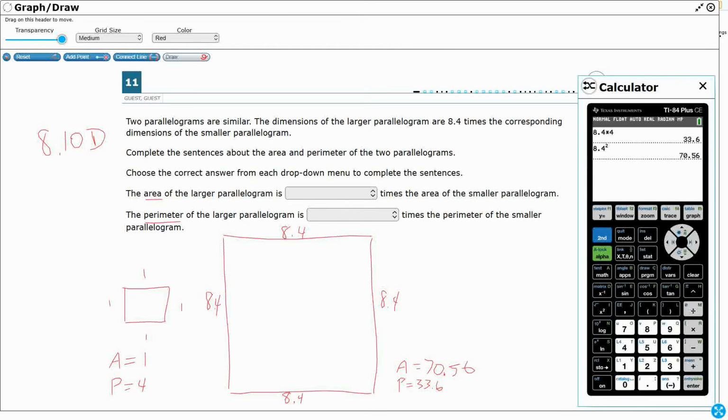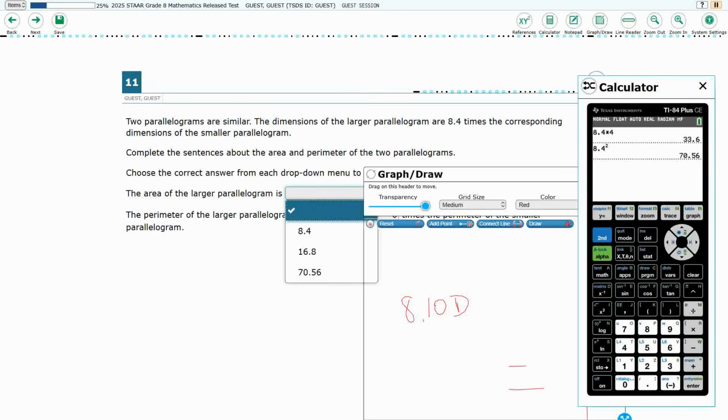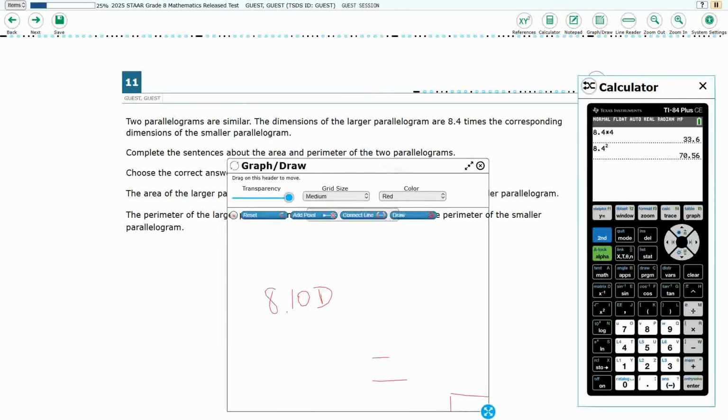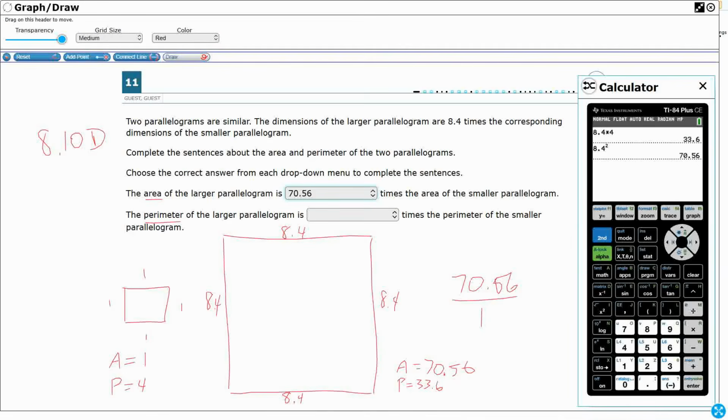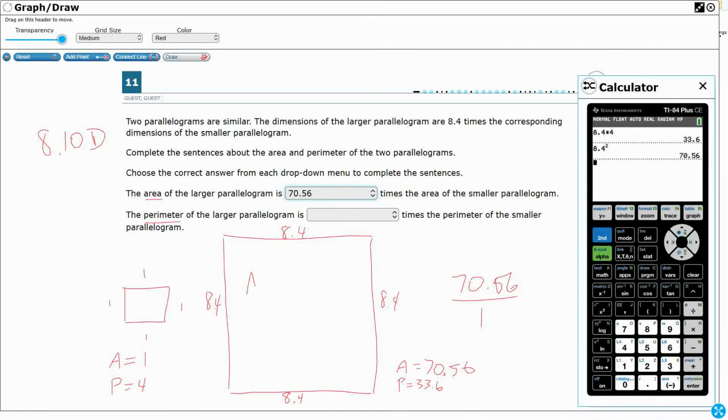Okay, so how many times larger is the area of the larger than the smaller? Well, you do it as a ratio. 70.56 over 1, because that's what the area is right there. So it ends up being 70.56. So what we need to remember is when you dilate a shape, the area is squared, right? Whatever that dilation scale factor is, you square it simply because you're multiplying it by itself, right? You're multiplying those two dimensions.